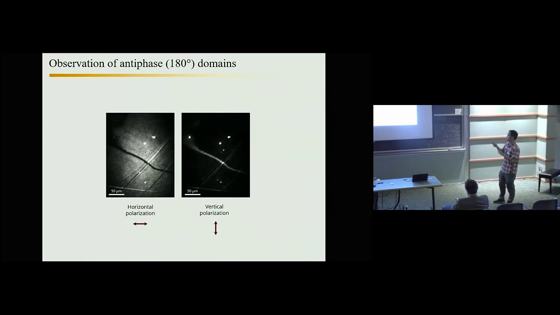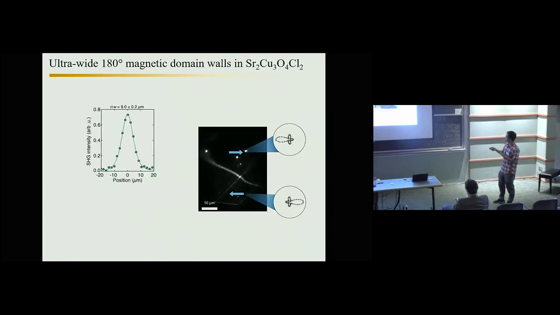So you'll have to believe that these are 180-degree domains. You can do line cuts through them. It turns out these domains are really wide, about 9 microns in this particular case. Just to give you a contrast, if you look at more common AFMs, you're used to numbers in the tens of nanometers. So this is huge.